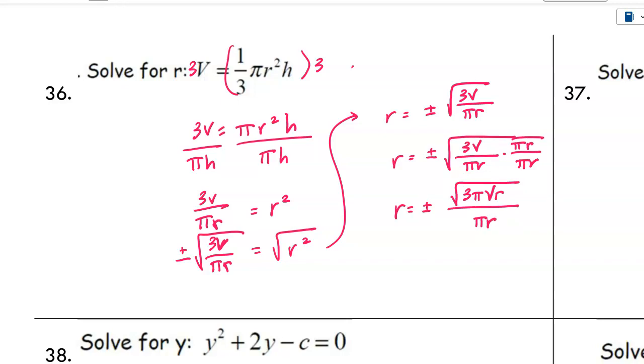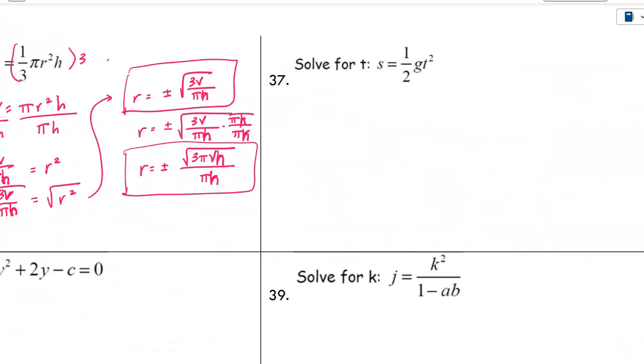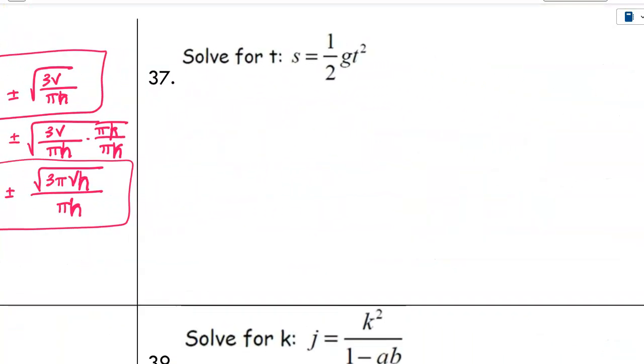Wait a second, is that an h? Oh no, that's an h. I'm sorry, that was an h. Okay, that could be the final answer. Good job, guys.